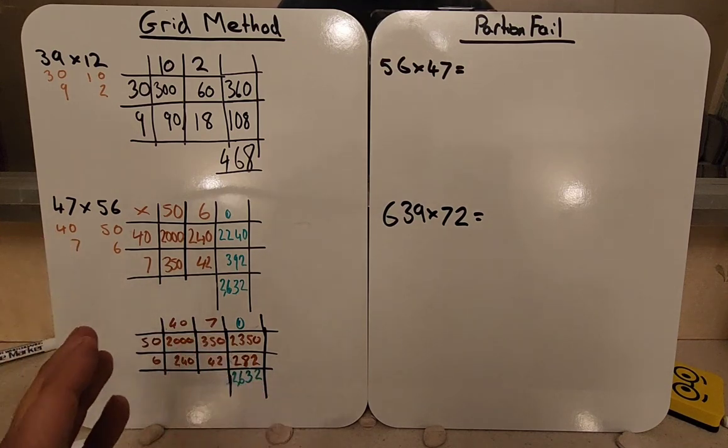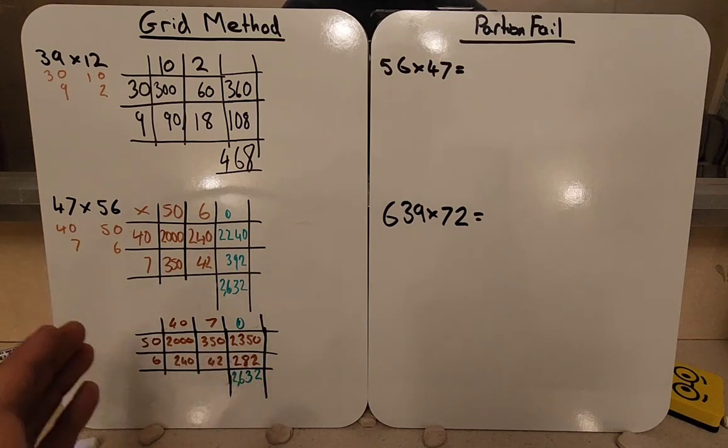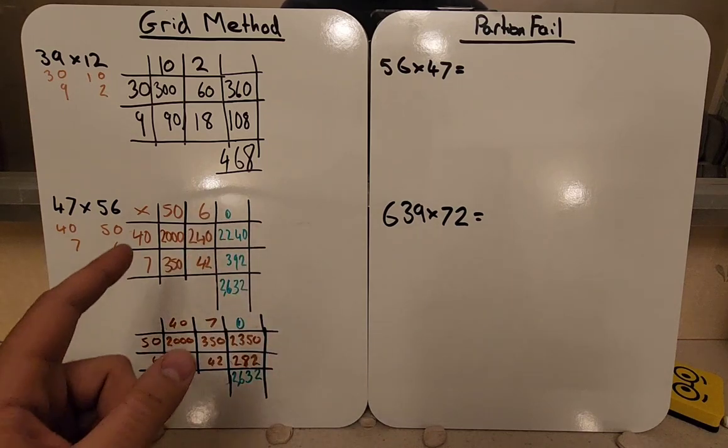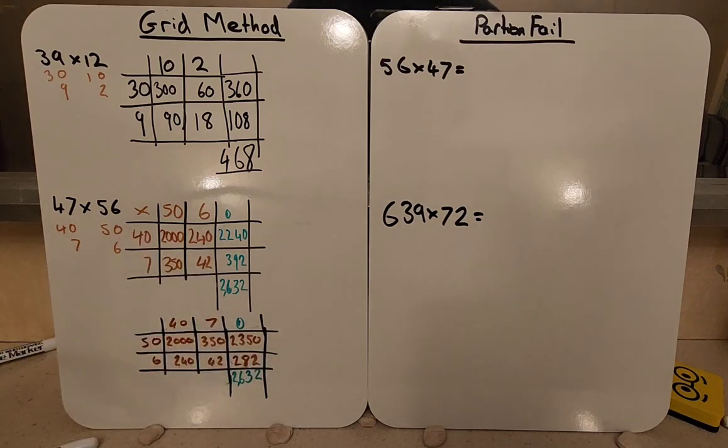I used to be a massive fan of grid method. The reason was simply that yes, I had to do more work, but it was less to do in each step. So more steps, but less to do. And it really broke it down and it started to help me build confidence in being able to do more difficult multiplications.